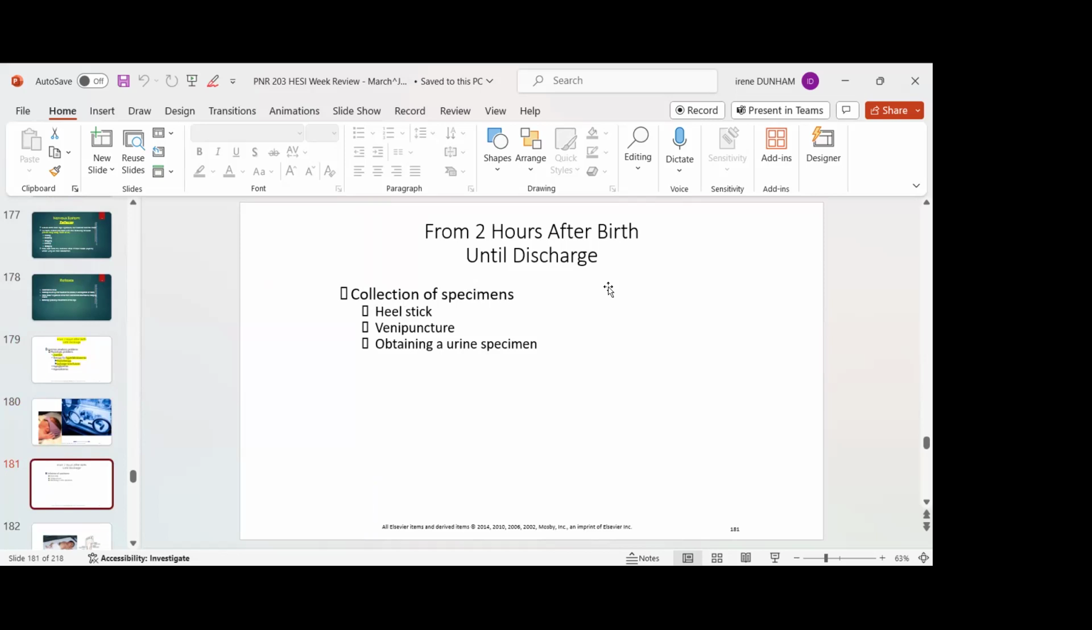Okay. From 2 hours after birth until discharge, you're going to be collecting specimens, maybe do a heel stick, maybe do a venipuncture, and maybe obtain a urine sample. When you're doing a urine sample, you're looking for metabolic disorders such as maple syrup urine disease.